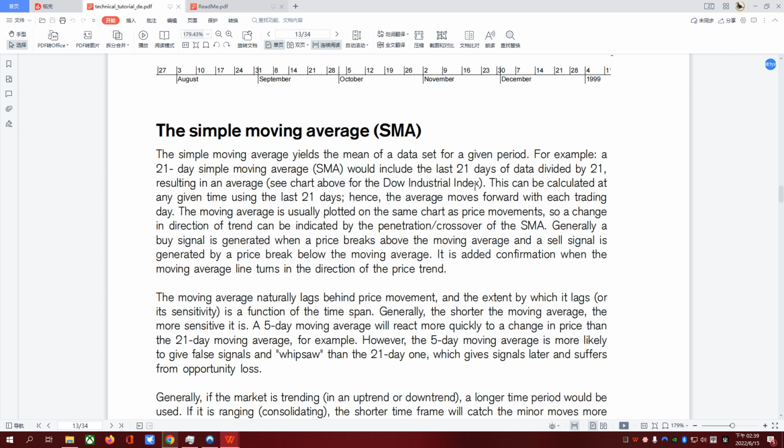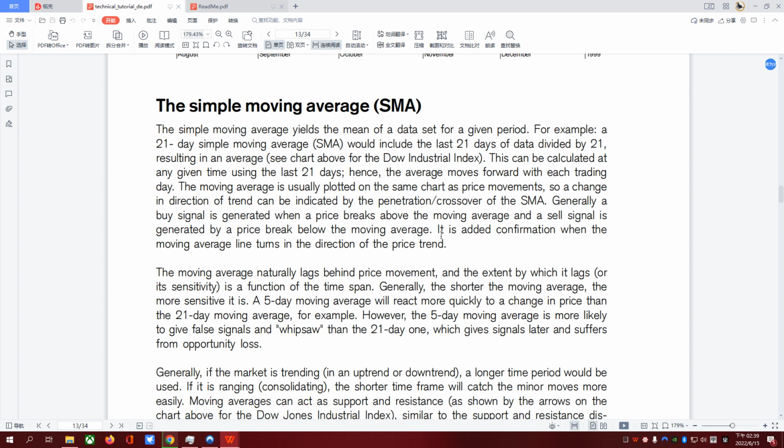You see the chart. Okay, so this can be calculated at any given time using the last 21 days. The average moves forward with each trading day. The moving average is usually plotted on the same chart as price movement. So a change in the direction of trend can be indicated by the penetration crossover of SMA. That means if you're seeing a cross between different SMAs, probably there will be a big market momentum generated, and you can see a buy signal or sell signal appear. Okay, so it will add confirmation to your technical analysis.